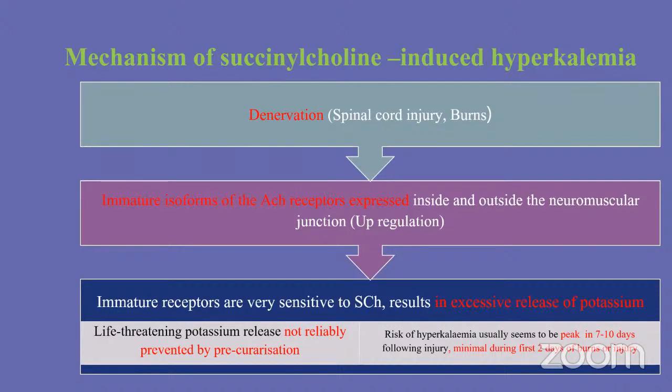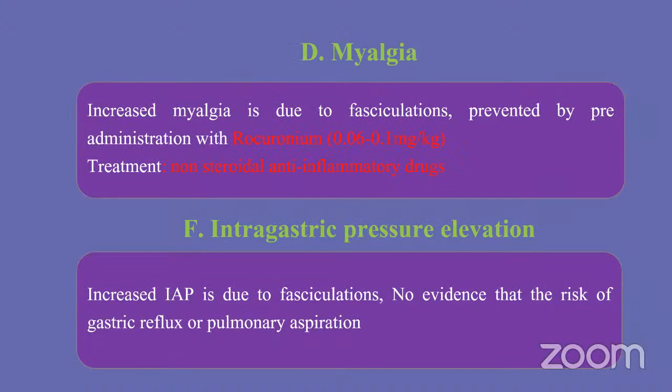Now, myalgia: there will be increased myalgia due to fasciculation. It can be prevented by pre-administration of rocuronium at a dose of 0.06 to 0.1 milligram per kg. If myalgia has happened, it can be treated with non-steroidal anti-inflammatory drugs. Myalgia is very common in young adults with good muscle bulk, and very uncommon in elderly patients.